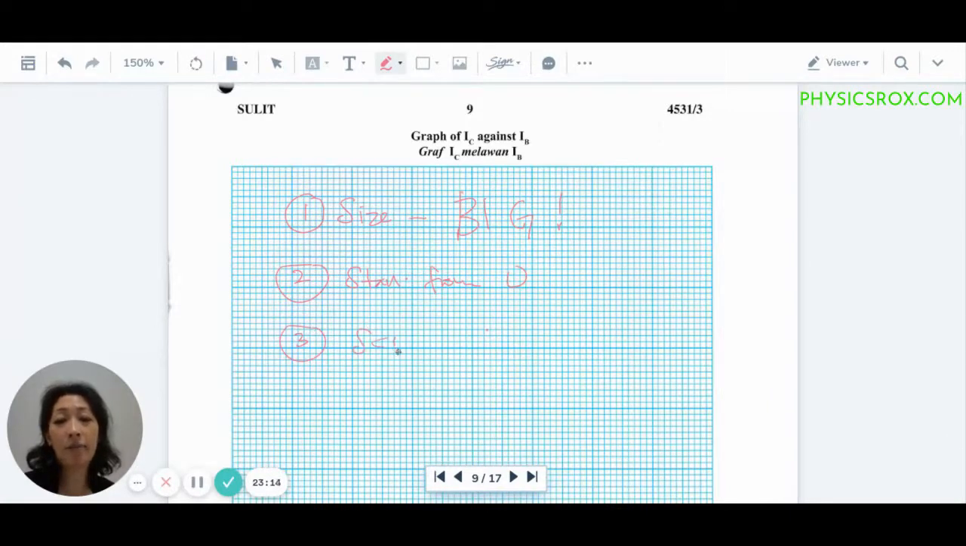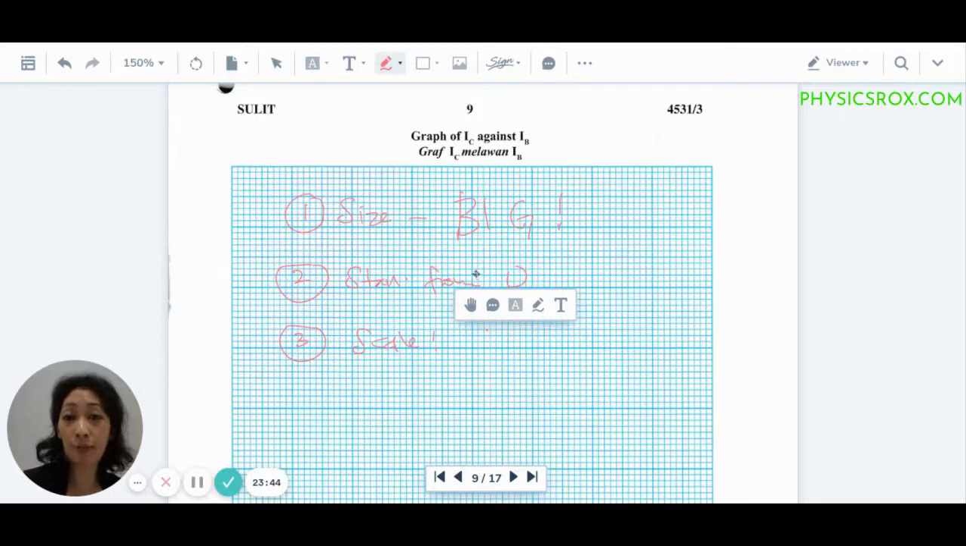Your scale must be regular, meaning try to use multiples of 1, 2, or 5. For example, 1, 2, 3, 4, 5, or you can go 2, 4, 6, 8, or you can even go 4, 8, 12. That's fine. 5, 10, 15, 20, it's fine. Try to avoid weird numbers like 3 and 7. So don't go 3, 6, 9, 12, or 7, 14, 21, even if the values in your table suggest that you can do so. Try not to do that because you could also lose marks.